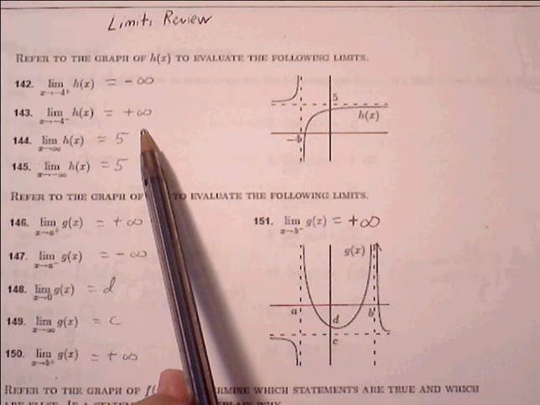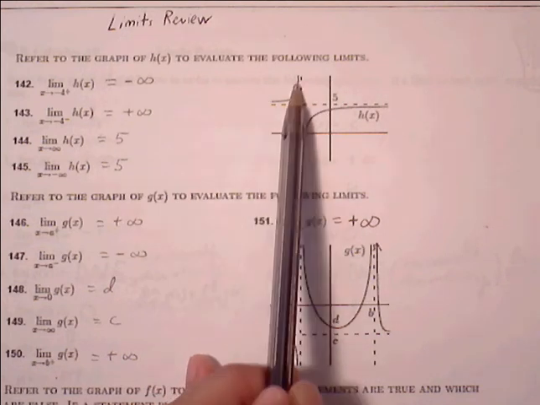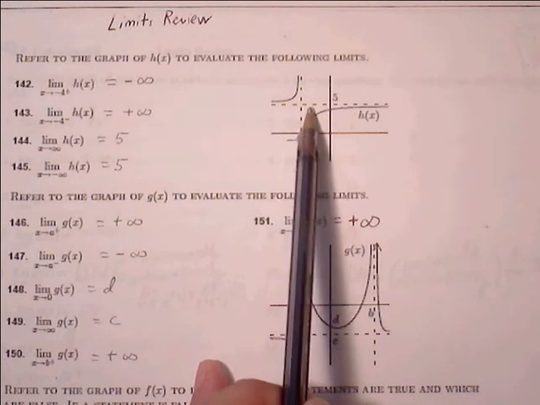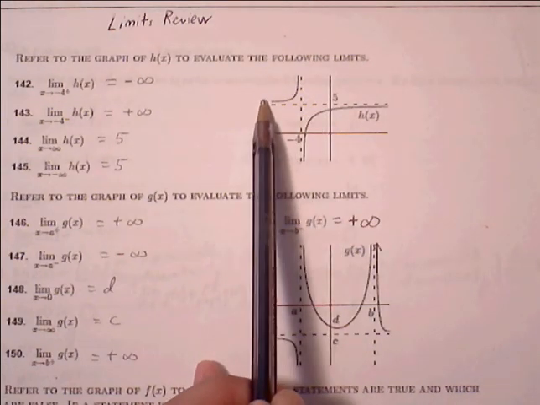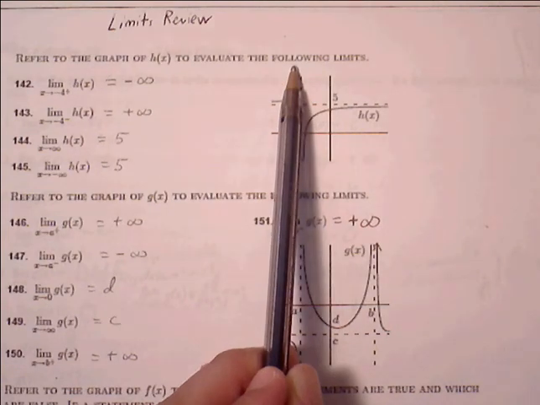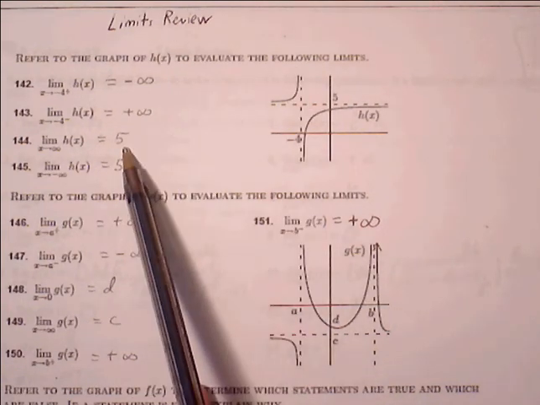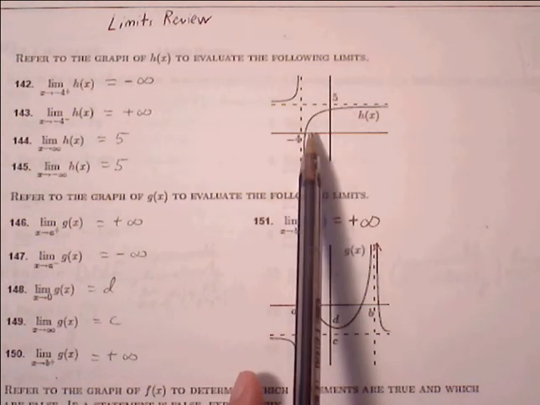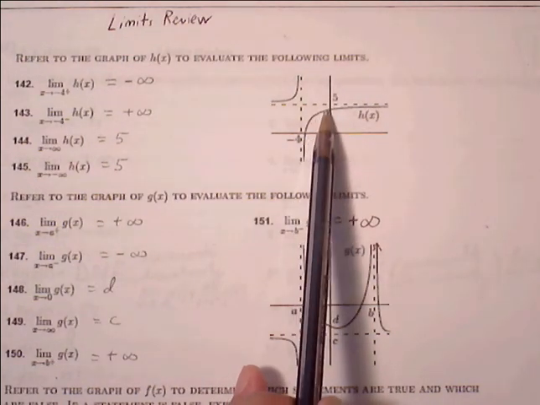As we approach -4 from the left side of -4, we're concerned about this branch here. So from the left side of -4, we're approaching -4, and we see the y value is shooting up to positive infinity.